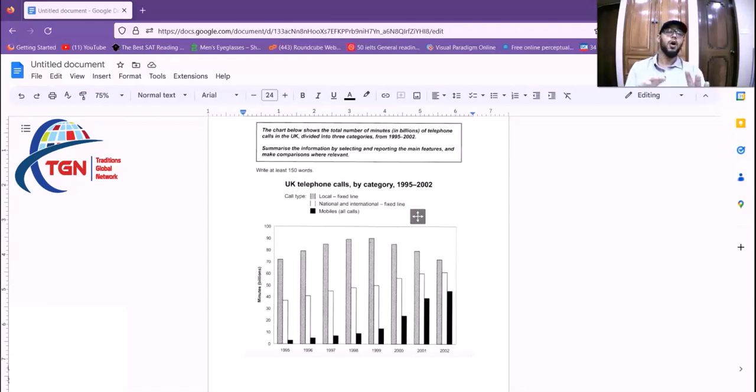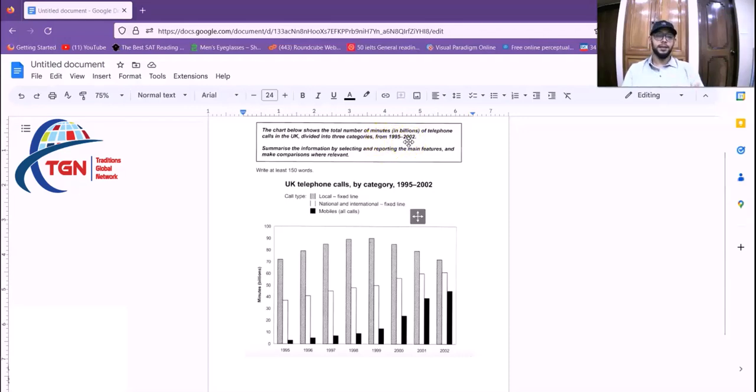So I have the chart on the screen right now so you guys can take a look. এই চার্টটা হচ্ছে UK telephone calls by category, okay? And let's read the introduction and let's see what they say. The chart below shows the total number of minutes in billions of telephone calls in the UK divided into 3 categories from 1995 to 2002.